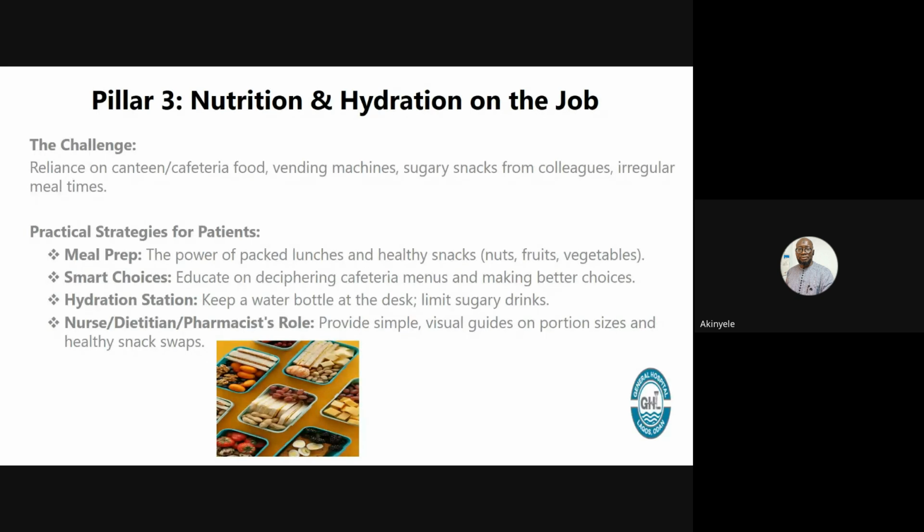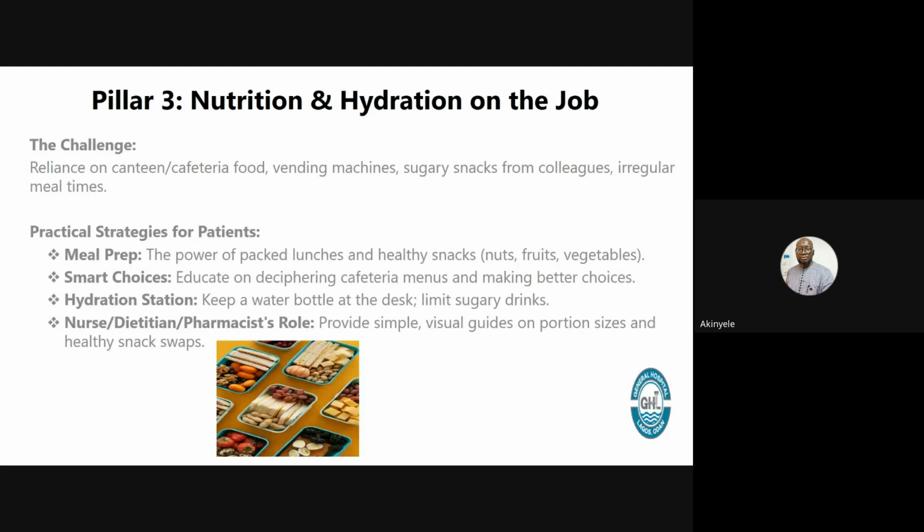So how can we overcome these challenges? We can encourage them to pack their meals from home if they are able to do that. And then we can also help them to understand the menus in their cafeteria. And if possible, discussing with their cafeteria to provide better meal choices for them.